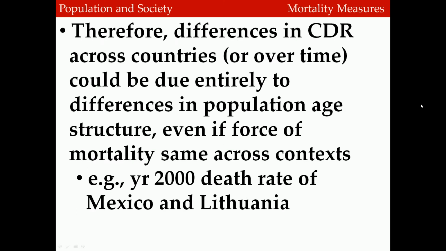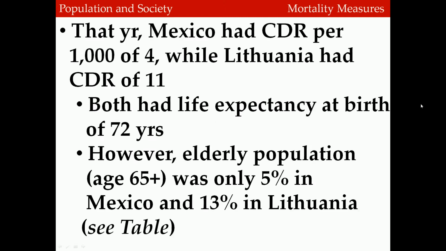So consider the following. It could be that the crude death rate difference across two different countries, or perhaps the same country over two different time points, could be entirely due to differences in the population age structure, not the force of mortality. And so as an illustration of that, consider the crude death rates in Mexico and Lithuania in the year 2000. That year, Mexico had a crude death rate of about 4 per 1,000, while Lithuania's death rate was about 11 per 1,000. Both had the same life expectancy, 72 years.